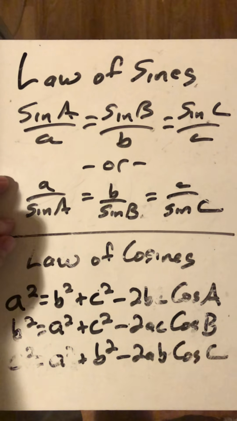And then law of cosines, again, that's where you're dealing with three sides and one angle. You've got a squared equals b squared plus c squared minus 2bc cosine of A, and then b squared equals a squared plus c squared minus 2ac cosine of B. And then finally, you've got c squared equals a squared plus b squared minus 2ab cosine of C. All right? So knowing this, let's look at a couple of the problems, and I'll go over them with you, okay?